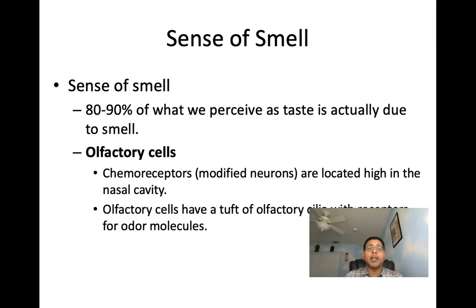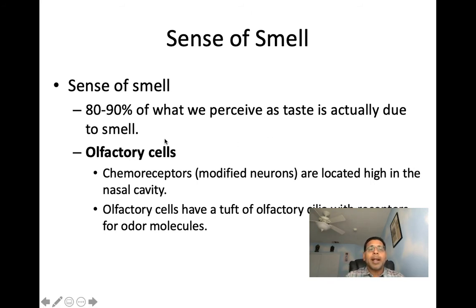Next, then, let's talk sense of smell. Now, when we talk sense of smell, we'll see 80 to 90% of what we perceive as taste is actually due to smell. So that's why, when we have a cold, our nose is usually plugged up and we're putting a lot of salt and pepper and trying to elicit taste out of our food.